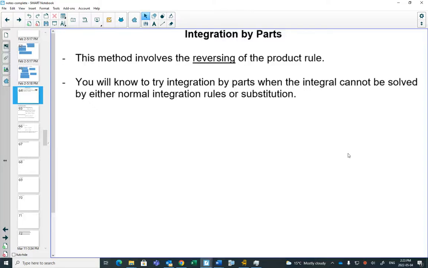You know what? I look forward to integration by parts, partially because it's something that I just added to the calculus curriculum the last time I taught it, okay?